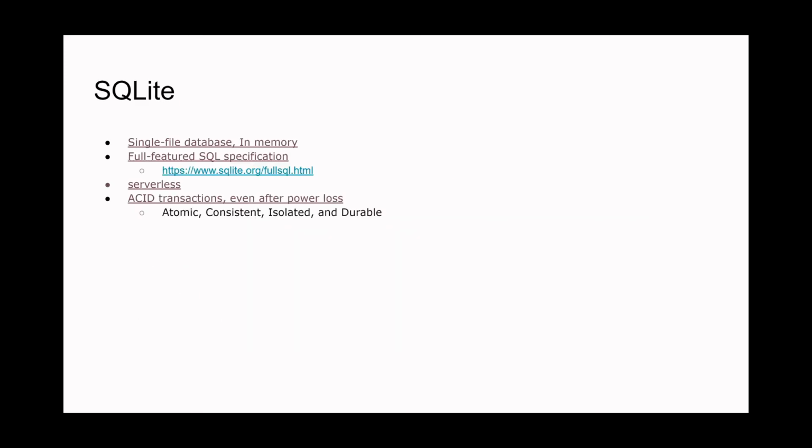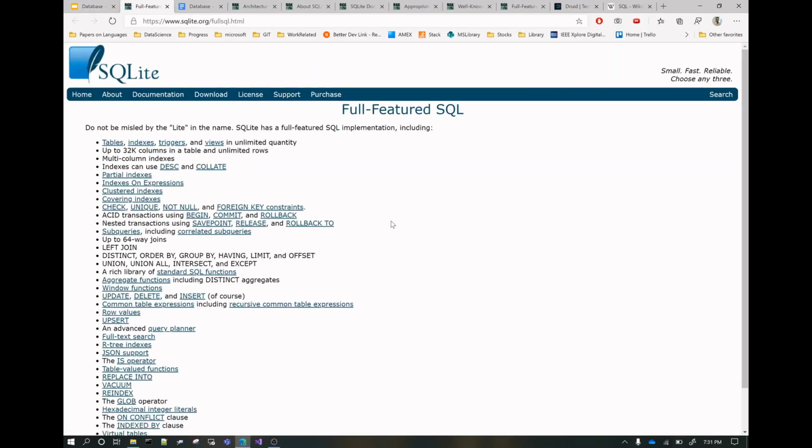Let's take an example of SQLite. It's a single file database. We can use it as an in-memory database as well. Although the name has light in it, it still supports the full featured SQL specification, and we'll talk about what that means in some time. It has a serverless architecture, which means that there is no concept of client and server with respect to this SQLite database. It supports ACID transactions even after power loss. So these are some of its features. Let's look at what the SQL specification means, and then we'll go ahead with this.